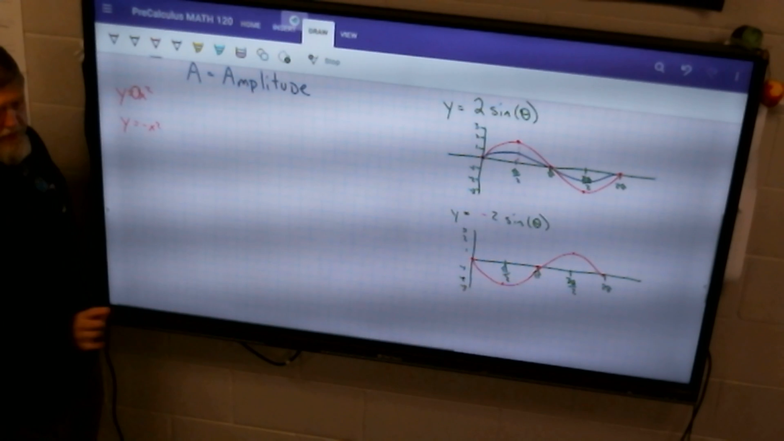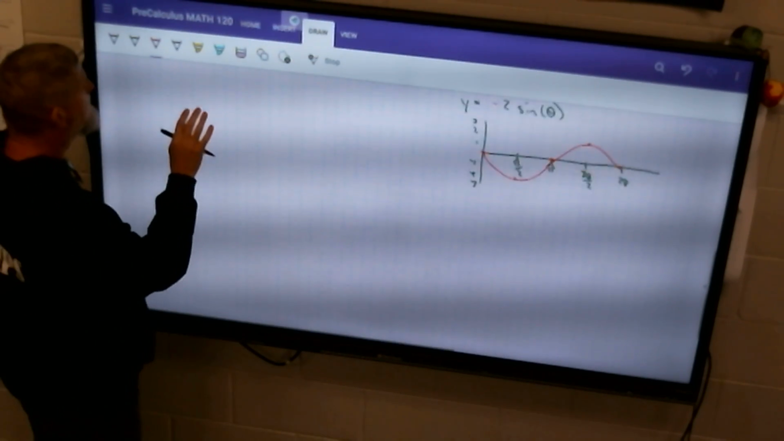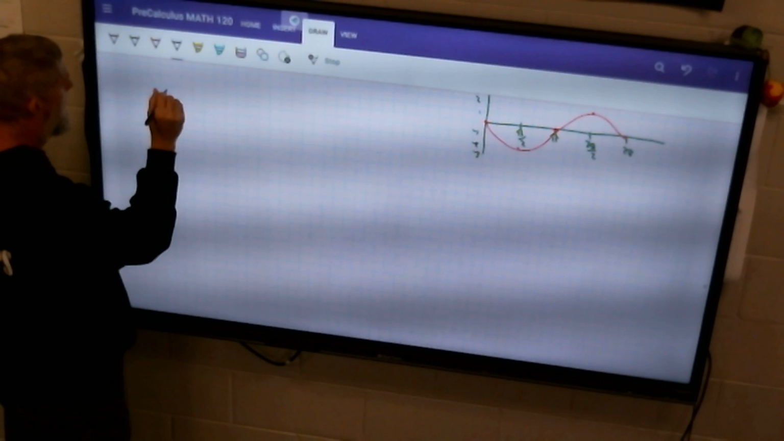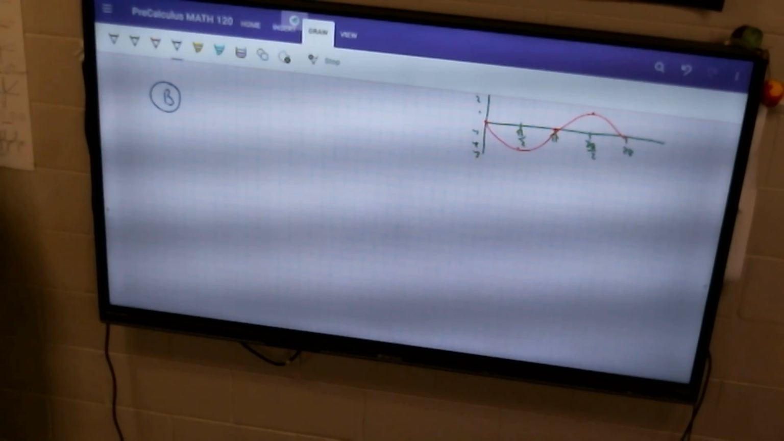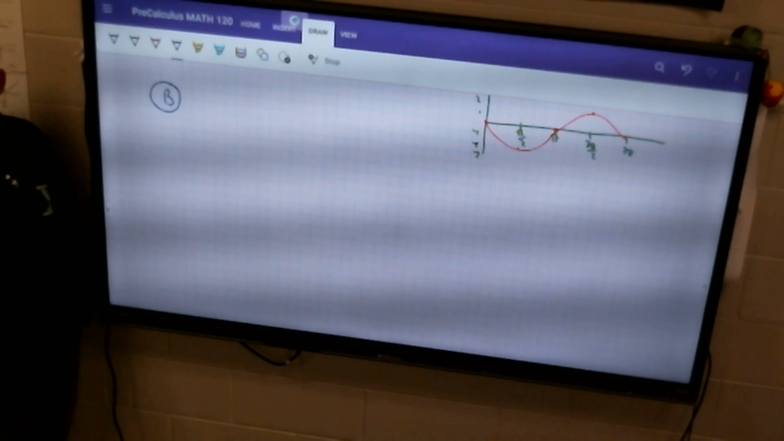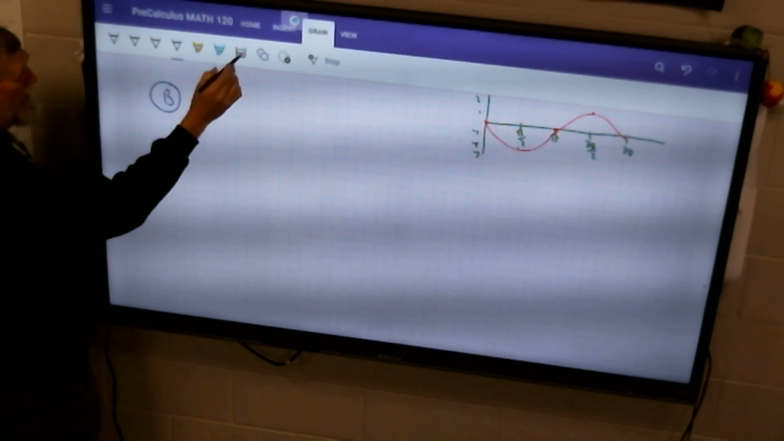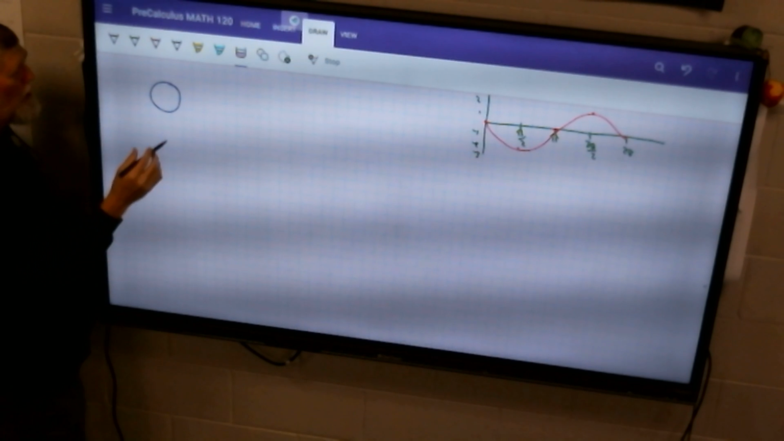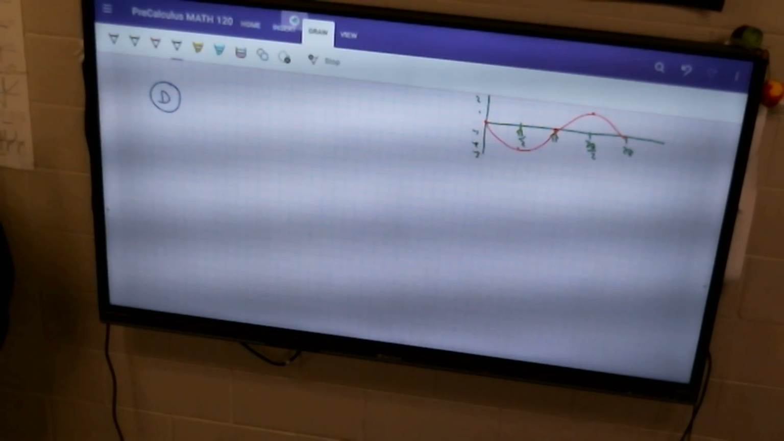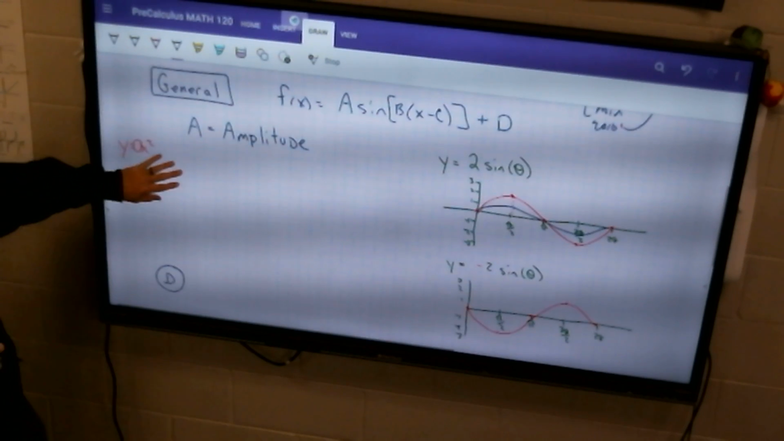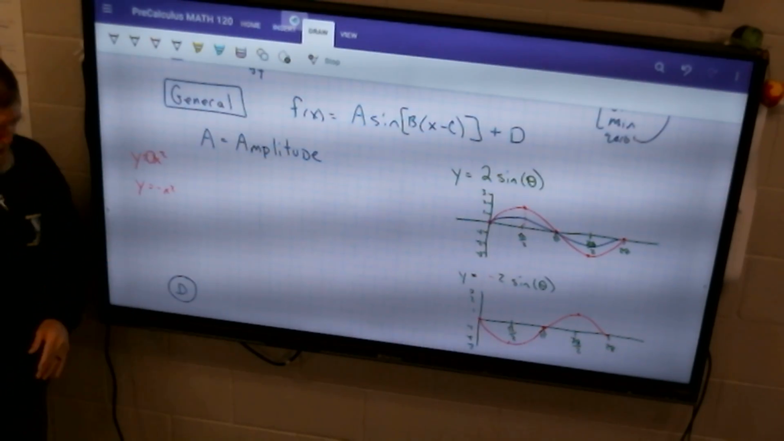All right, we're good with the A, the amplitude, what it does. Let's go to B. Now, let's do the easy one first. Back up the truck. Because I'm used to going from A to B, we're going to go to D next. Back to my equation, we're going to do the D next. So do the first one, do the last one.